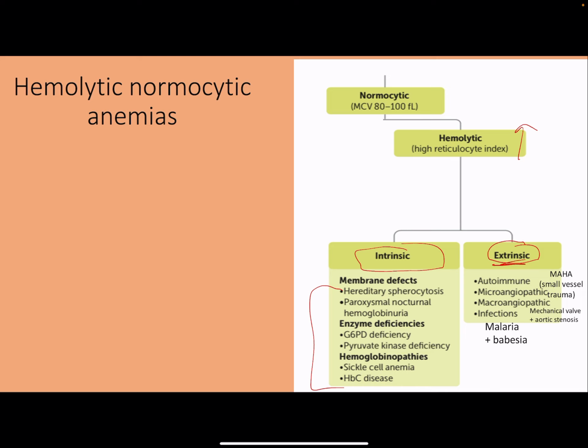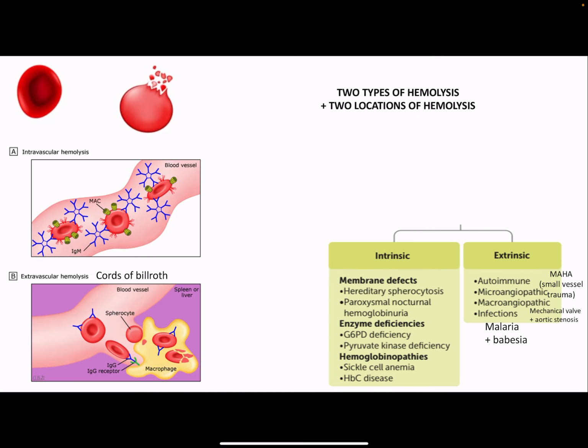Extrinsic is exactly what it sounds like. It's autoimmune, so it's an antibody attacking the red blood cell, or it's bumping into barriers in small vessels or large vessels, or you have an infection that kills all your red blood cells. So intrinsic versus extrinsic. Not to confuse, so we have two types of hemolytic anemia, whether it's due to intrinsic or extrinsic factors, but then there's also two locations of hemolysis.